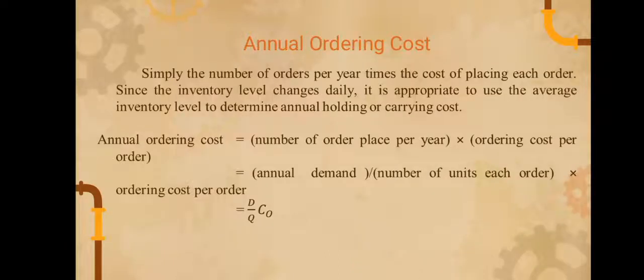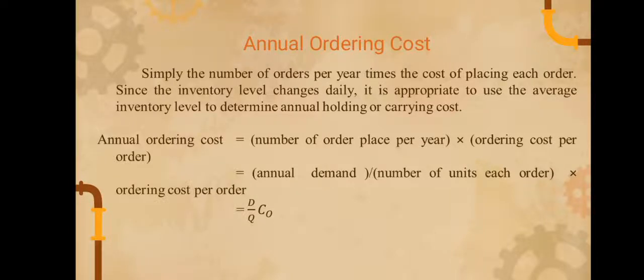First is the annual ordering cost. Simply the number of orders per year times the cost of placing each order. Since inventory level changes daily, it is appropriate to use the average inventory level to determine annual holding or carrying cost. So, annual ordering cost is equal to the number of orders placed per year multiplied by the ordering cost per order, where the number of orders placed per year is equal to annual demand, which is denoted as D, over the number of units each order, which is denoted as Q, multiplied by the ordering cost per order, or C sub O.